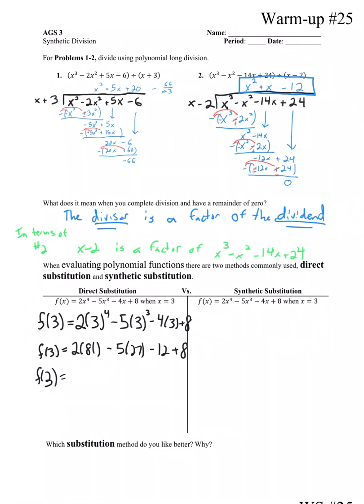Next we have 2 times 81. That's 162. 5 times 27 is 135 minus 12 plus 8. And then finally we would do 162 minus 135 minus 12, that's 15 plus 8, is 23. So f of 3 equals 23. That's the idea for this problem.